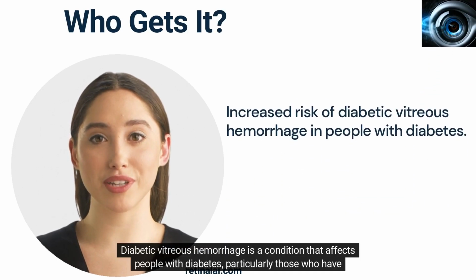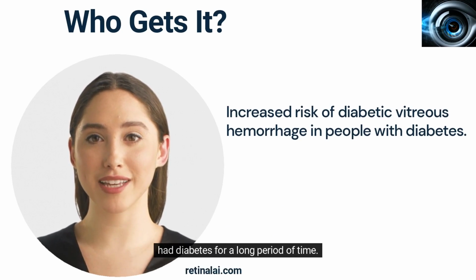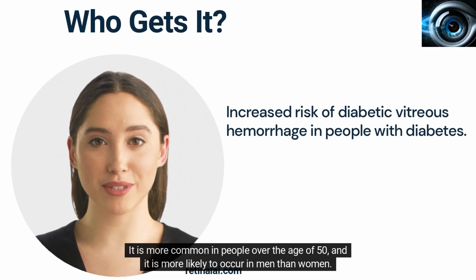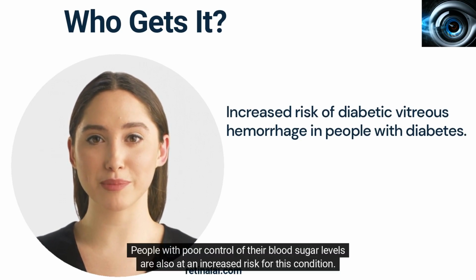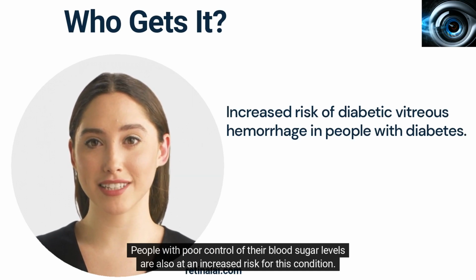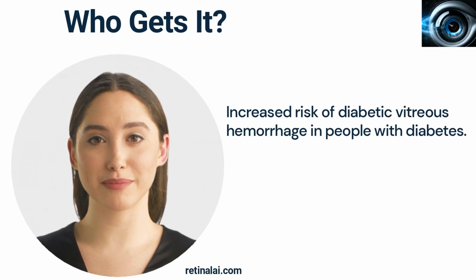Diabetic vitreous hemorrhage is a condition that affects people with diabetes, particularly those who have had diabetes for a long period of time. It is more common in people over the age of 50, and it is more likely to occur in men than women. People with poor control of their blood sugar levels are also at an increased risk for this condition. Additionally, African Americans and Hispanics are more likely to experience diabetic vitreous hemorrhage than other ethnicities.